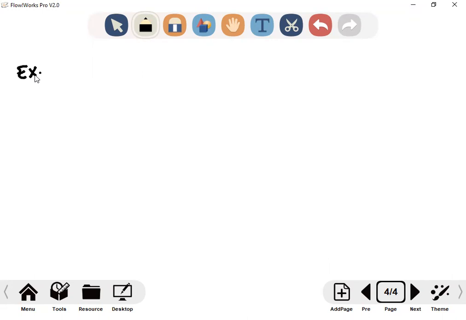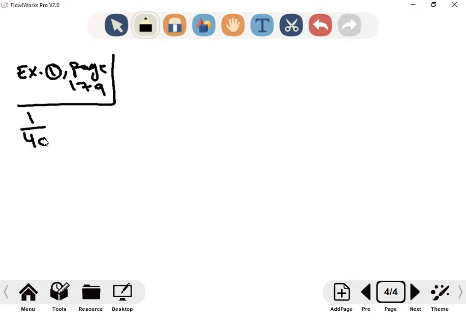Write example 1, page 179. The example wants us to write 1 over 40. This is a rational number. The example wants us to write it as a decimal. So directly we go here and we make 1 divided by what? And let's remember a few things about division. Can the 1 be divided by 40?